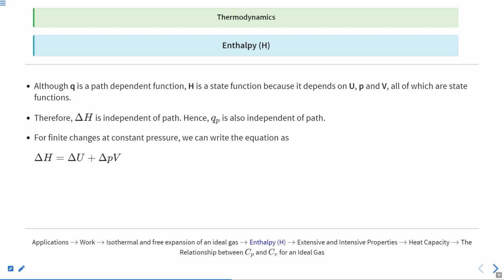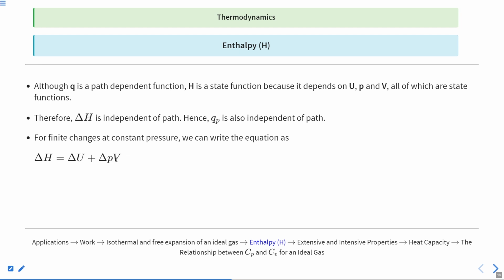But when you are doing the heat change at constant volume or at constant pressure, then in both scenarios we call that heat exchange a state function, because at constant volume that heat exchange is the internal energy, which is a state function, and at constant pressure the heat exchange is enthalpy, which is also a state function. Clear?